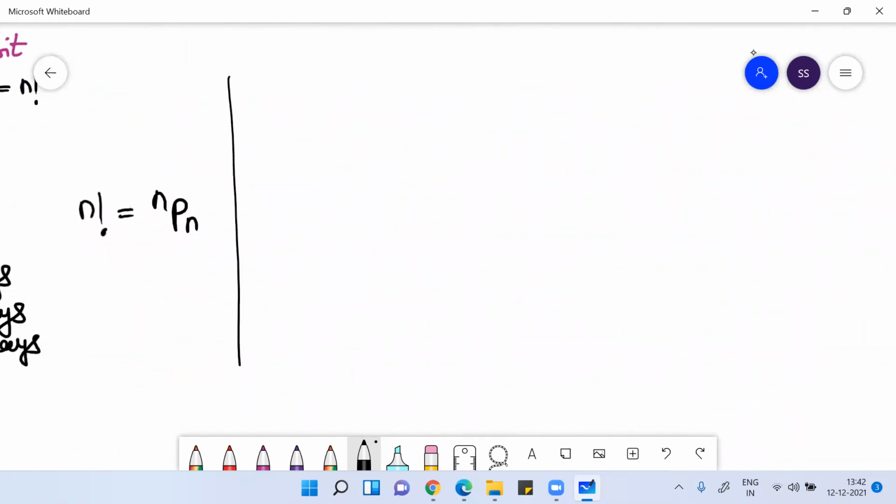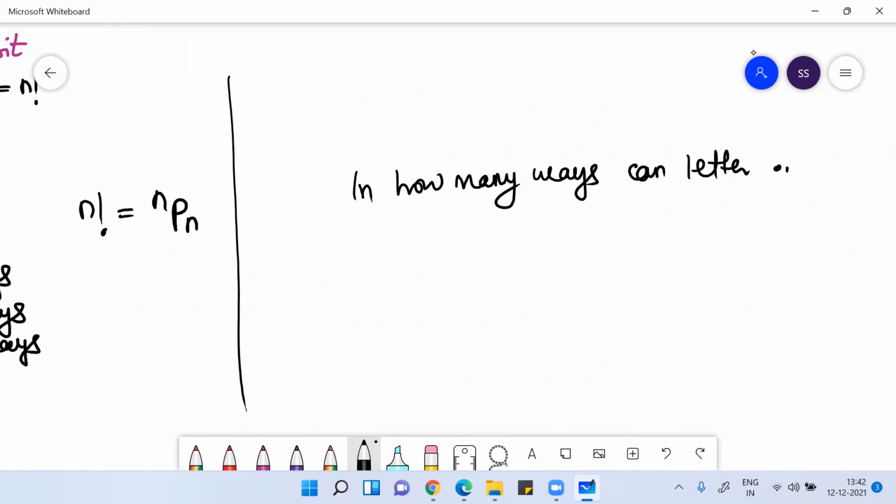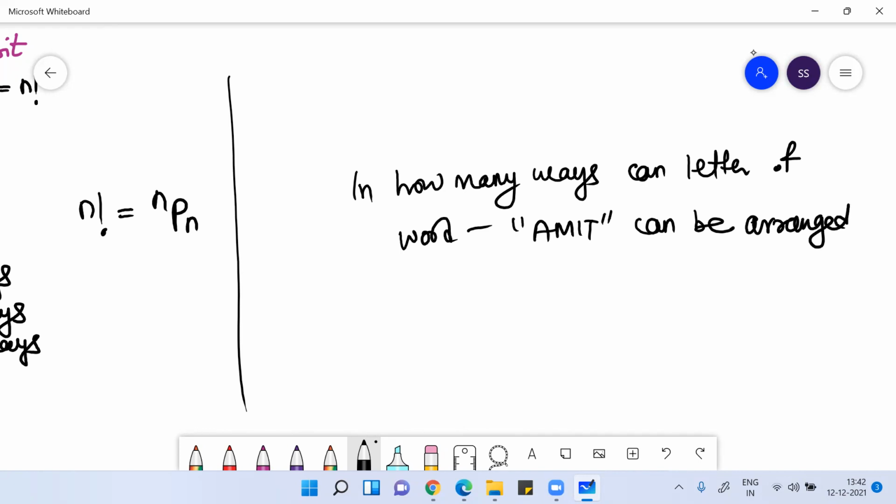The same logic I can use here. If I ask you, in how many ways can the letters of the word AMIT be arranged? So the answer for this is 24 ways, 4 factorial.